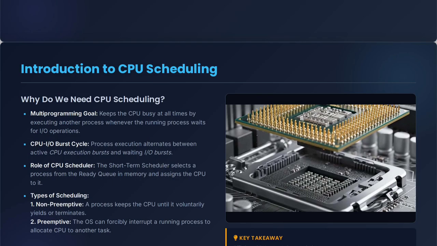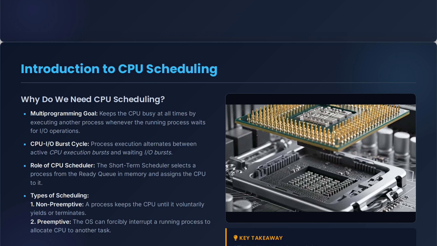Okay, the advantages: it is very simple and easy to implement. And the disadvantage is the convoy effect: smaller processes wait a long time behind one process that hogs the CPU, increasing the average waiting time significantly.